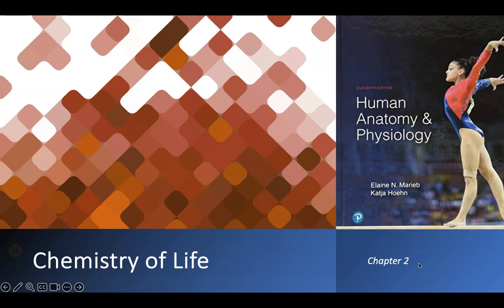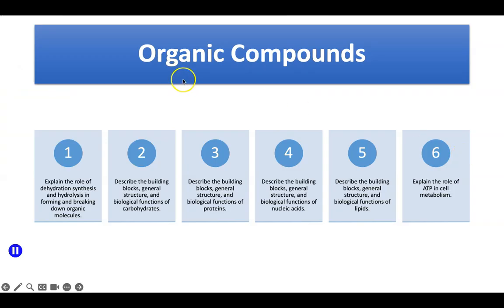In this video, I'll review concepts from Chapter 2 of Human Anatomy and Physiology, 11th edition. This chapter focuses on the chemistry of life. In particular, in this video, we'll be looking at organic compounds that are important to life. I'll remind you that these organic compounds are ones that contain carbon that is covalently bonded to other atoms.